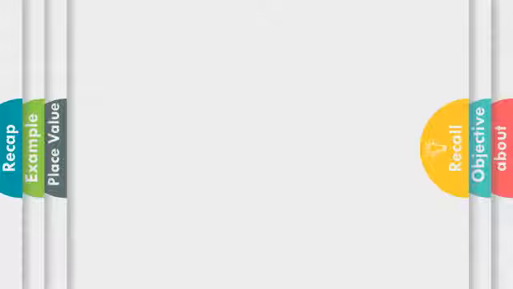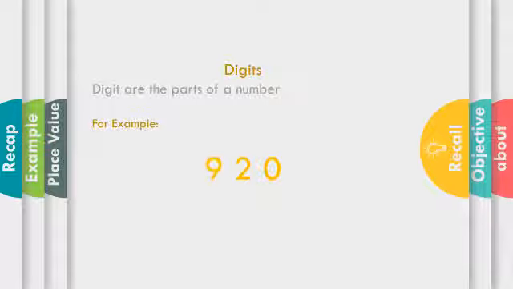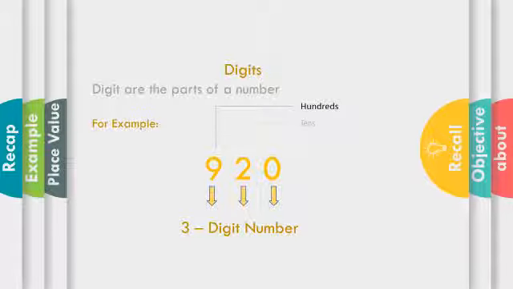So before starting the topic, let's recall the concepts of digits. Digits are the parts of a number. For example, 920. It is a 3-digit number in which 9 is at hundreds place, 2 is on tens place and 0 is on ones place. And how to read this number? 920.